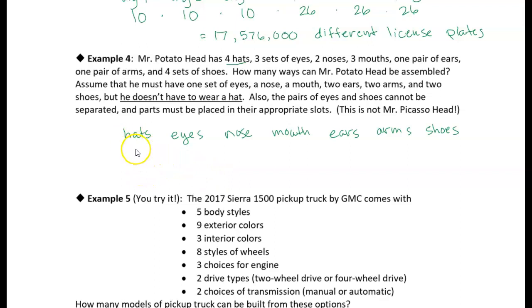Okay, so now we just need to think about how many choices we have for each of these tasks. Probably the trickiest one is the hats, because it says we have 4 hats, but then it says that he doesn't have to wear a hat. So we can leave a hat off. That's an option. So we actually have 5 choices for hats, because no hat is an option.